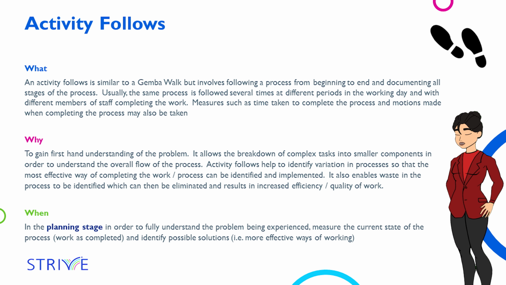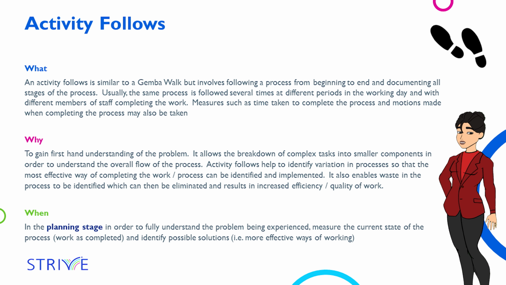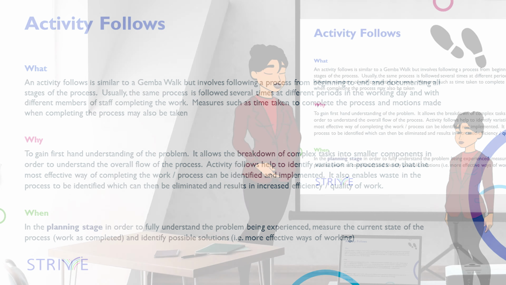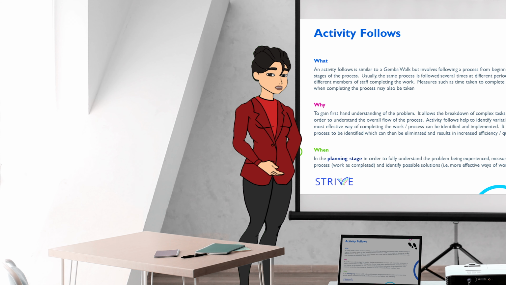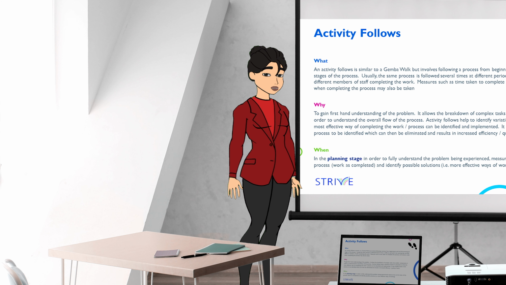The process will often be followed several times, with different members of staff completing the process at different times of day. This enables any variation to be detected. An activity follow is used to develop one's understanding of how work is currently completed and any waste or variation which may be having a negative impact. It is therefore useful to complete an activity follow in the planning phase of an improvement project.